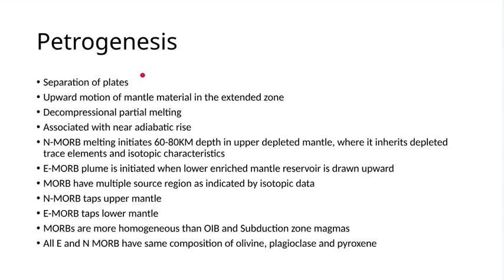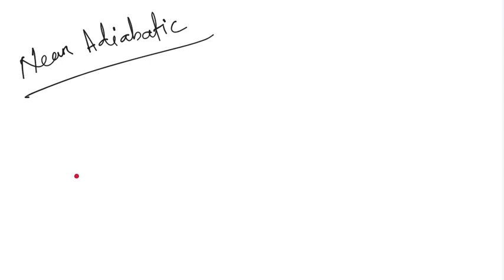Petrogenesis I have already told you: separation of plates, upward motion of mantle material, decompression or partial melting associated with near-adiabatic rise. All the rises from the mantle are near-adiabatic in nature. What is adiabatic? Adiabatic relates to constant energy, and heat is energy. So an adiabatic rise from the mantle is of constant heat, which means it does not exchange heat with the surrounding material.